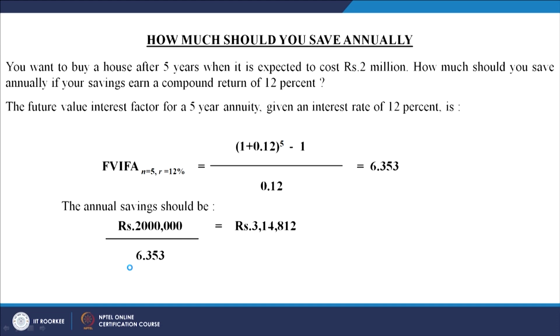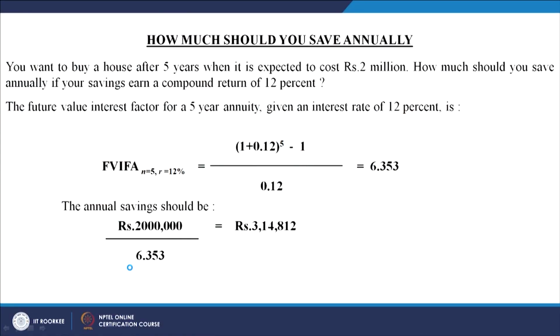How much should I save annually if my savings earn a compound return of 12%? Now, the future value interest factor for a period of 5 years annuity we have to apply here, because we want to find out one single amount which I want to save annually. Every year I constantly want to save the same amount. So, the amount will remain the same.